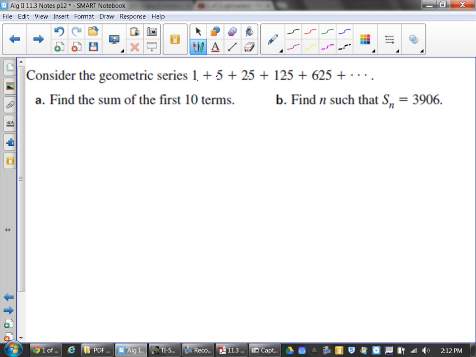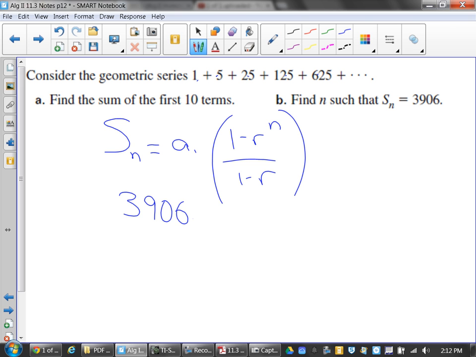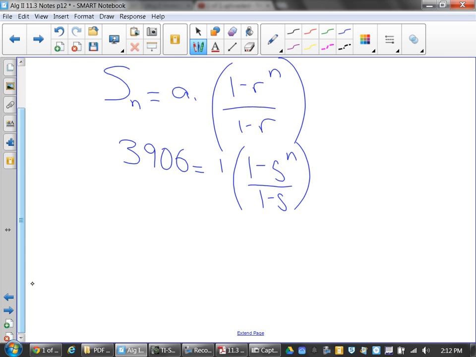So here we start out with the formula. The sum of however many is your first term times 1 minus the rate to the n, over 1 minus the rate. We know the first term and we know the rate. Do you agree? Yes. We also know the sum of however many has to equal 3,906. So you substitute in. We're solving now for n. 3,906 will equal my first term times 1 minus 5 to the n over 1 minus 5. And this is where an algebra problem comes into play that you've never solved before.